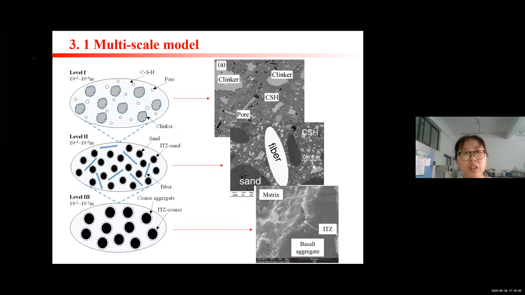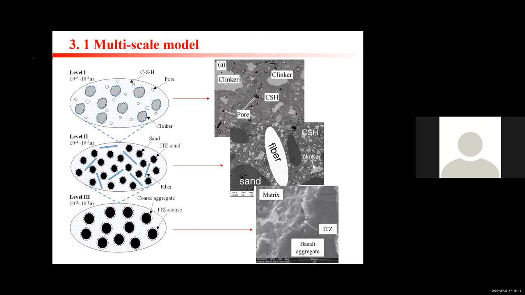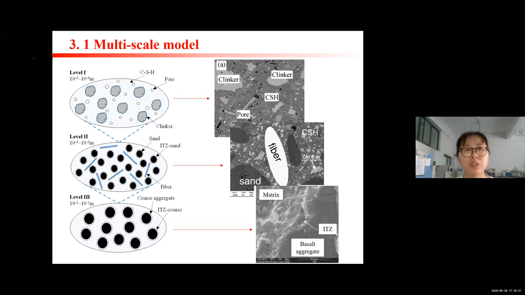In our study, a multi-scale model was employed to calculate the elastic modulus of UHPC at different scales. The elastic modulus is actually determined by its constituents at three scales, including cement paste, mortar, and concrete. And this figure shows the three scales. Let's introduce the three scales.